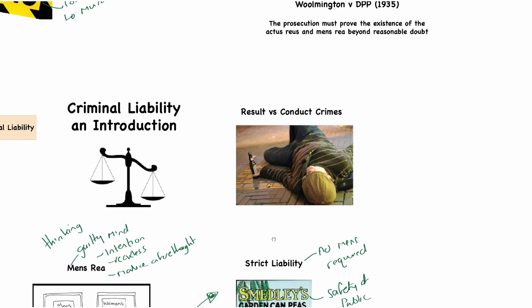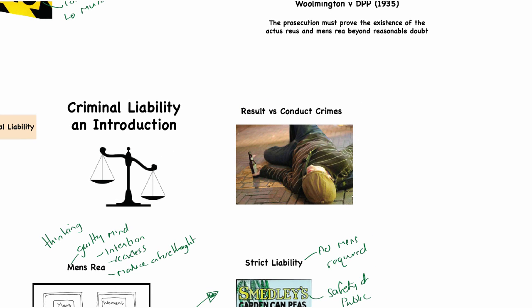So let's have a look at our next key area, which is this concept of a result versus a conduct crime. And the easiest way to say it is that some offences require a result, an outcome, or a consequence. Okay? Murder would be a good example of that. The crime of murder requires that somebody dies, somebody is killed. That is the result of the crime, the consequence of the crime.